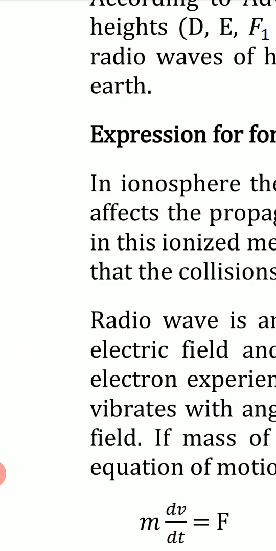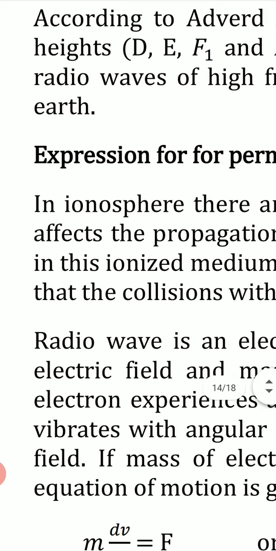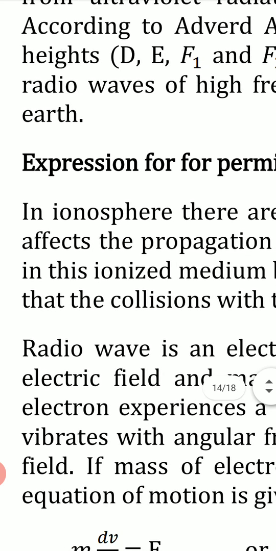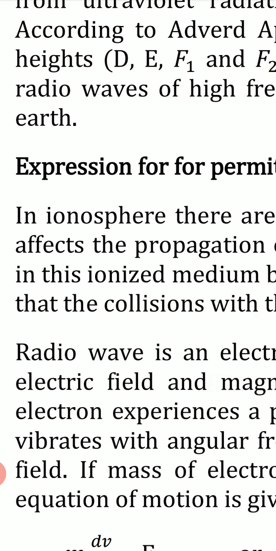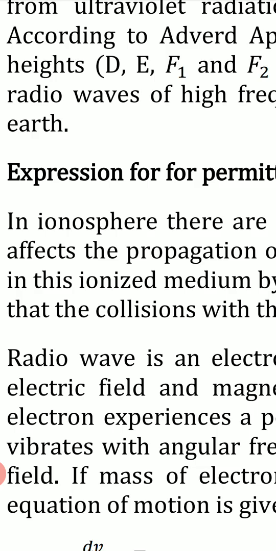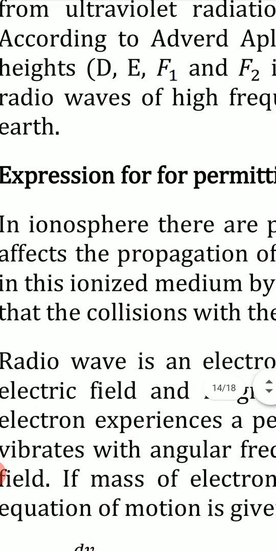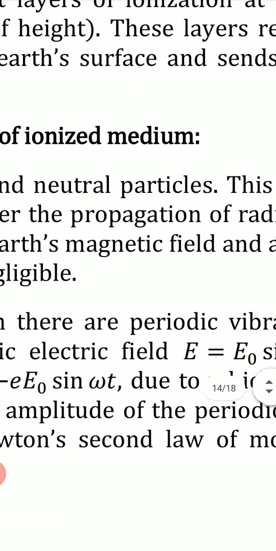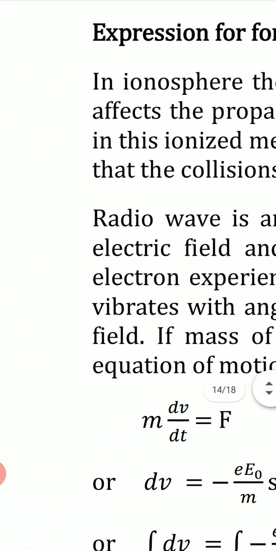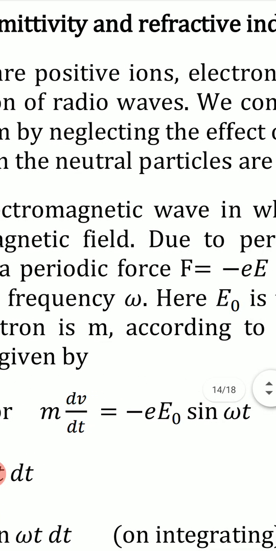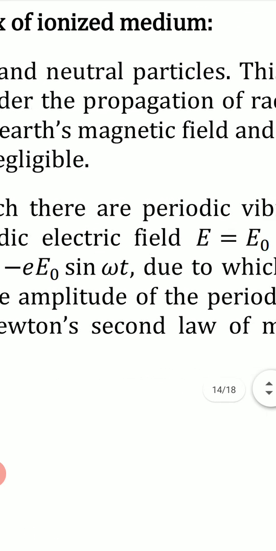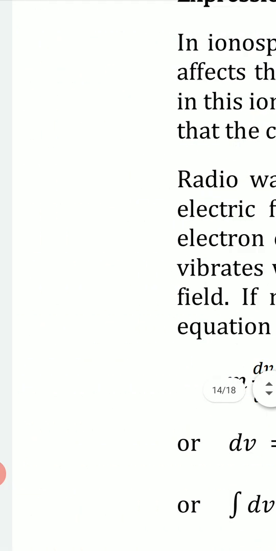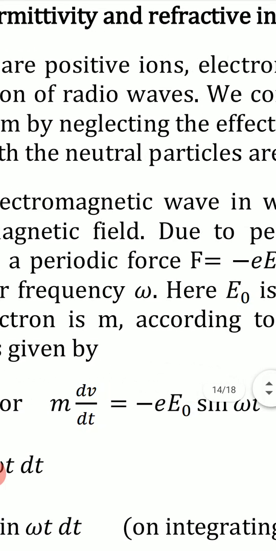So this ionosphere plays an important role in the propagation of radio waves, in transmitting the radio waves from one place to another. First, we will find the expression for permittivity and refractive index of ionized medium. In ionosphere, there are positive ions, electrons, and neutral particles. This medium affects the propagation of radio waves.